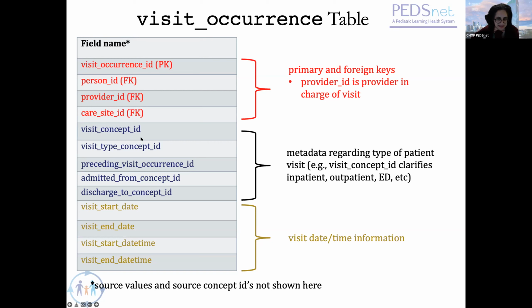And then the visit concept ID tells you whether it's an outpatient, inpatient, emergency room, telehealth, et cetera, encounter. So these are all metadata around the visit. And then the visit start date, visit end date, and date time are date and date time information about when the visit started and ended. So these are the most commonly used fields, particularly the visit occurrence ID, person ID, and then the provider ID and care site ID, as well as the type of visit and then the start and end date.